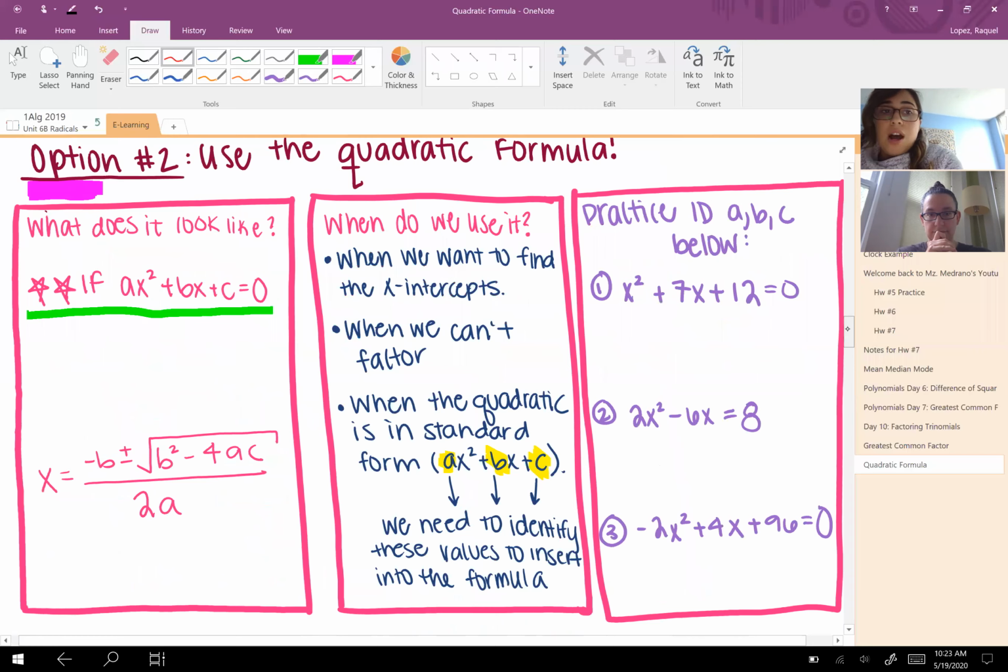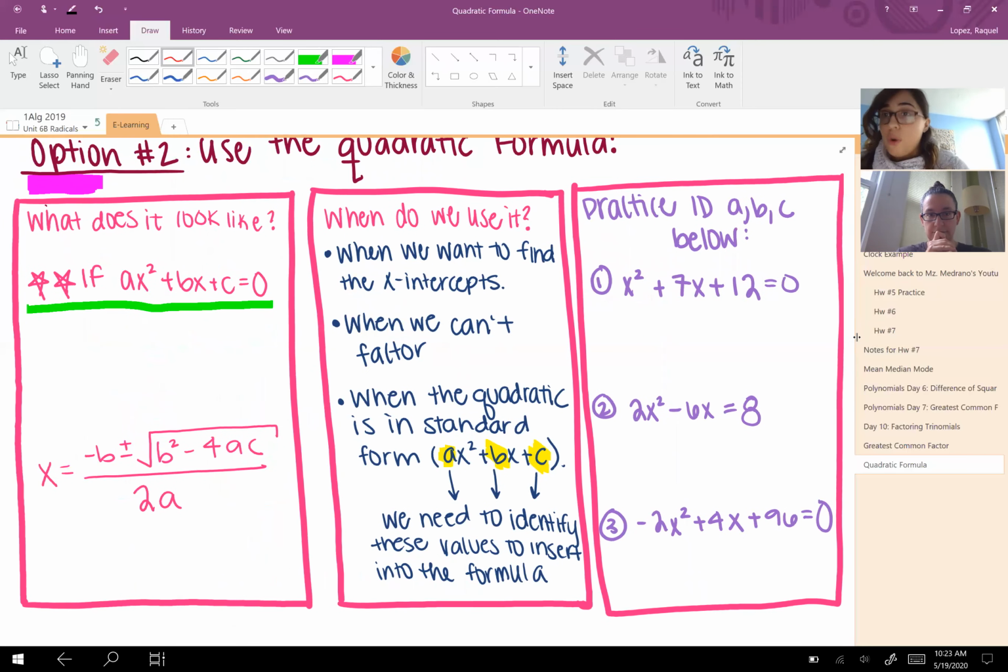Now, option 2 is we use the quadratic formula. What does it look like? We use it if and only if ax squared plus bx plus c equals 0. So that idea of setting your quadratic equal to 0 still has to be true. This is what the equation looks like: x equals -b plus or minus the square root of b squared minus 4ac, all over 2a. There are some songs on the internet.